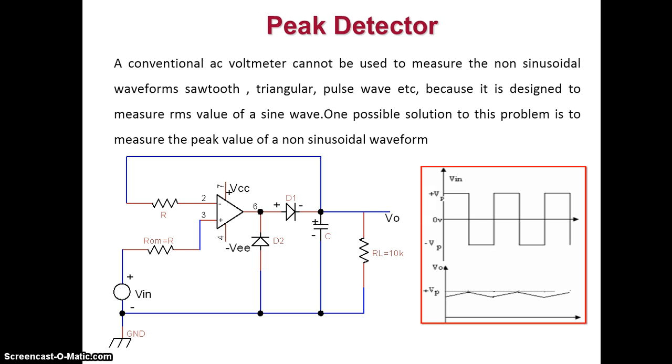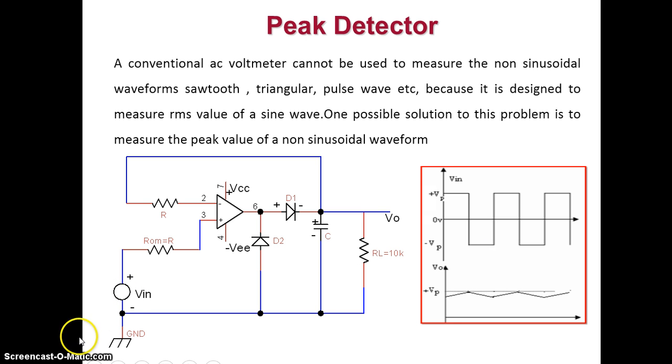So one possible solution to measure the peak value of a non-sinusoidal waveform is a peak detector. And we can make the peak detector using an op-amp. So it's one of the applications of op-amp. You can use it as a peak detector. Here is the schematic diagram for a peak detector circuit obtained from a single op-amp.